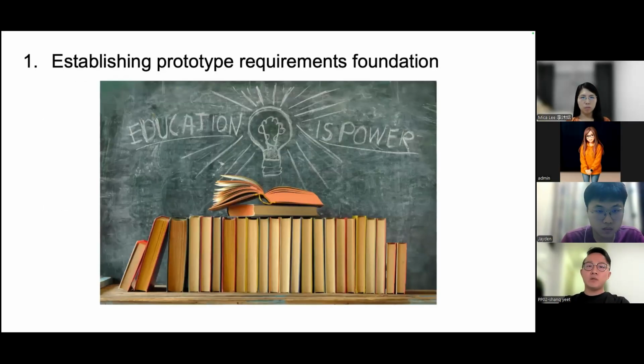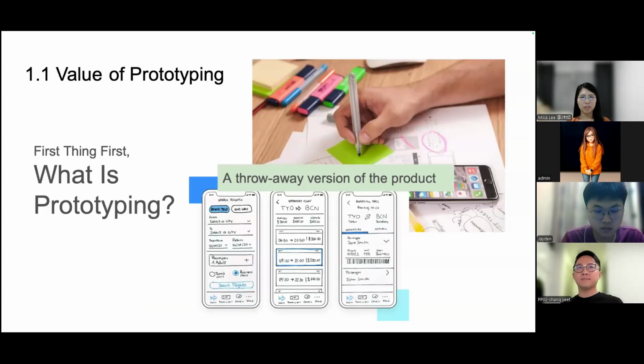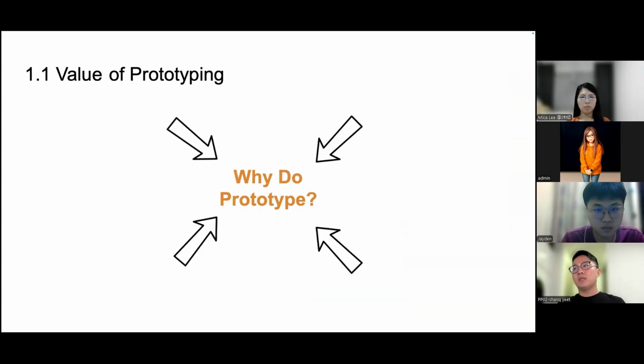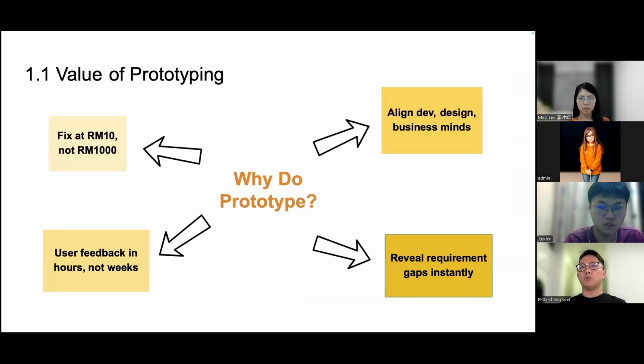Okay, the first aim, which is to establish prototype requirements foundation. When I dive deeper into this, 1.1 is the value of prototyping. So before we talk about the value of prototyping, we need to first understand what a prototype is, right? In a very short and simple way to understand, it's a throwaway version of the product that you want to build, right? And why do we do prototype? There are basically just 4 main takeaways or values that you really want to do prototype for.